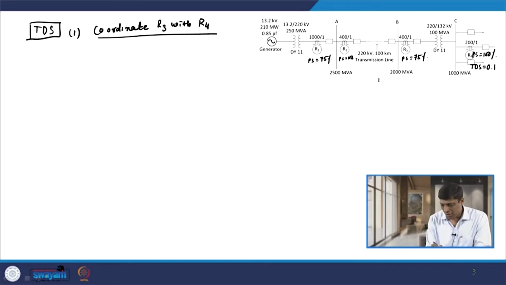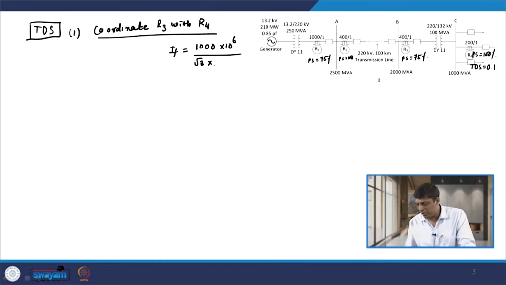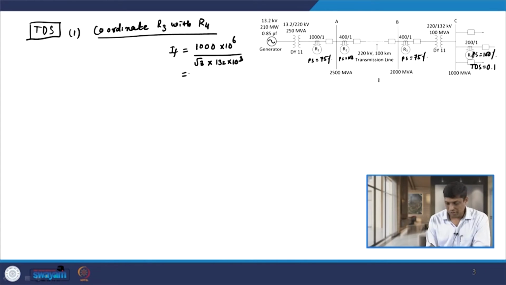For this fault level, let us find the magnitude of the fault current. For 1000 MVA, we have to divide by √3 and the voltage, which for this case is 132 kV. If you calculate it, you get the value 4373 ampere. So this is the fault current.